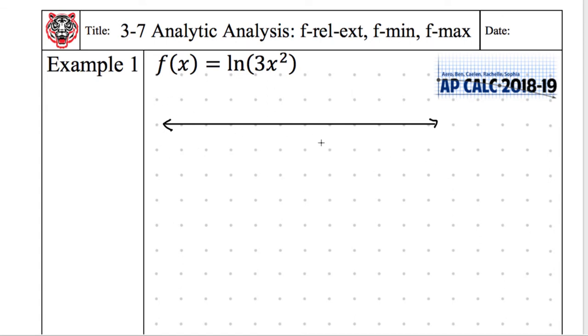And to find CVs, Arrow pointed out that we need to find the derivative. So, Arrow, you want to do the derivative for us? What is f prime of x? F prime of x is 1 over 3x squared times 6x. What do you guys think? Yeah? She got it? So that simplifies to 2 over x. We're all in agreement? All right, cool. What do I do next?